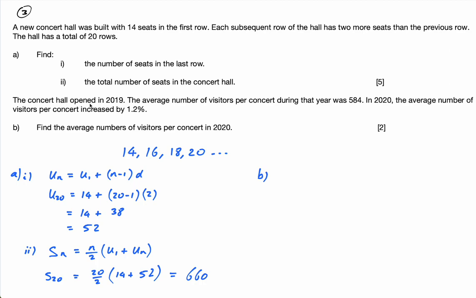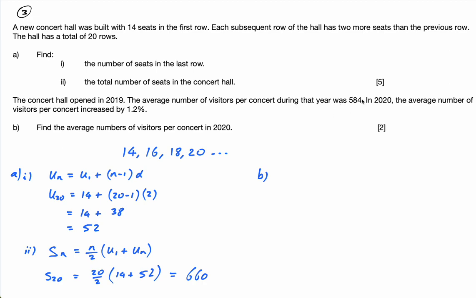The concert hall opened in 2019. The average number of visitors per concert during that year was 584. In 2020, the average number of visitors per concert increased by 1.2%. Find the average number of visitors per concert in 2020. Okay, we just need to increase 584 by 1.2%.